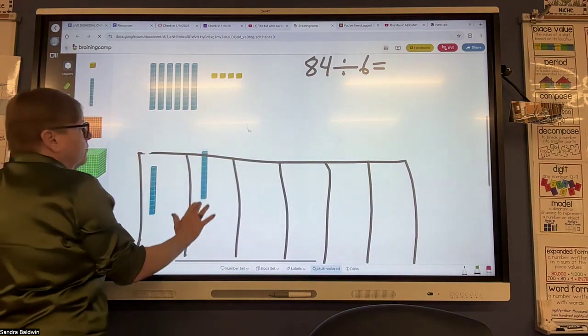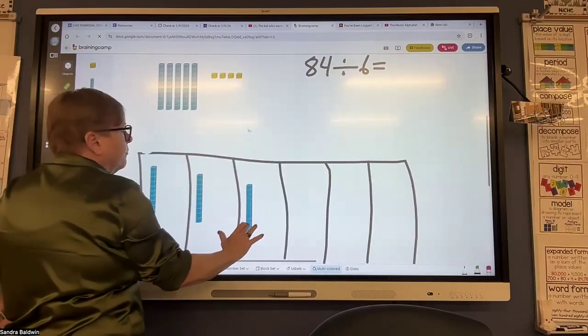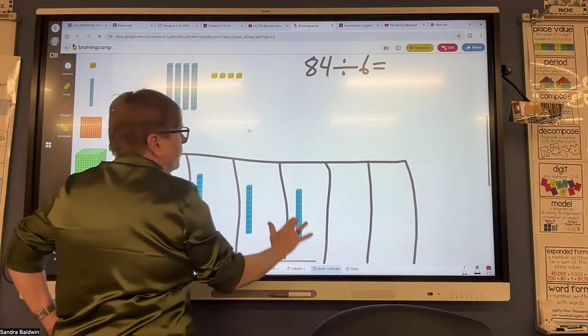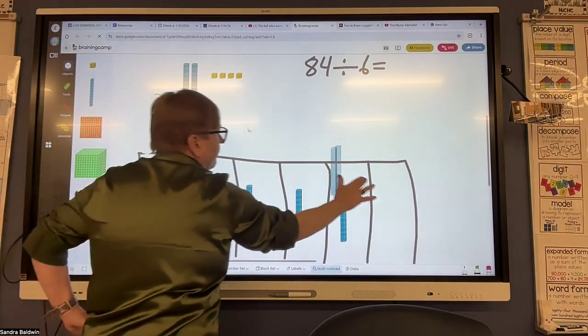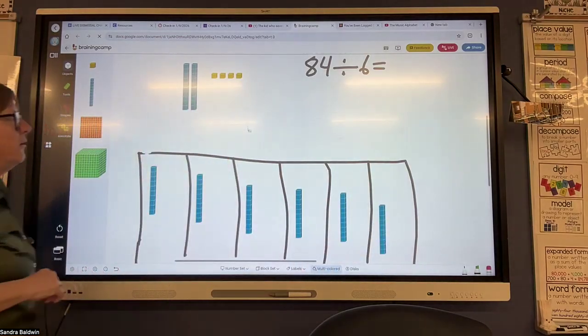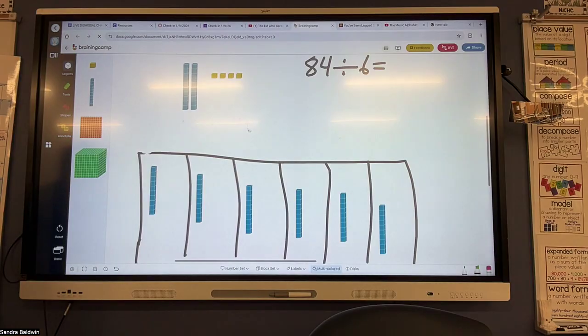1 for you, 1 for you. Everybody's got to be fair. 1 for you, 1 for you, 1 for you, 1 for you. All right, so now what do I do? I still have 24, but I can't really separate those two out.